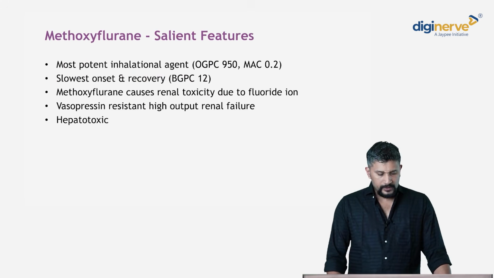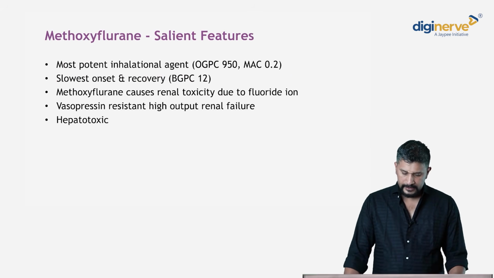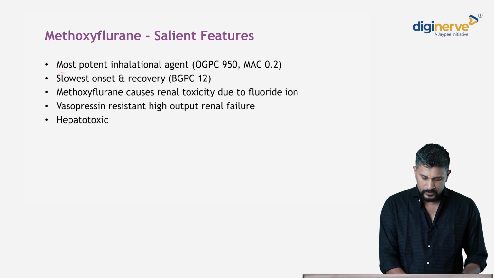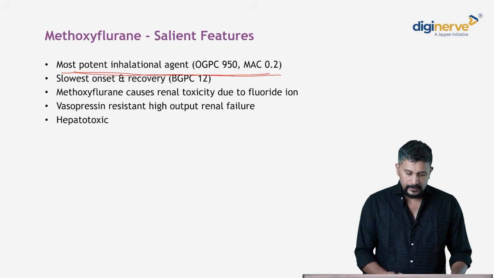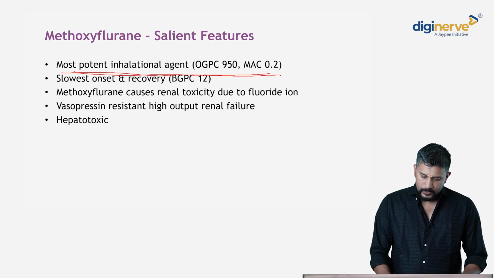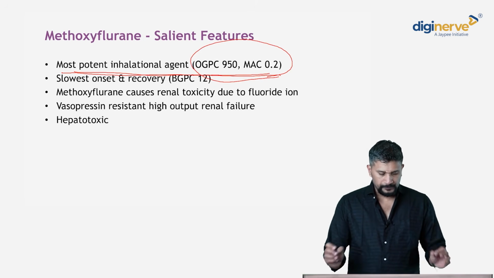Another drug which was used commonly was methoxyflurane. Methoxyflurane, we need to remember, is the most potent inhalational agent. It has an oil gas partition coefficient of 950. Therefore, it is the most potent inhalational agent with a MAC value of just 0.2.